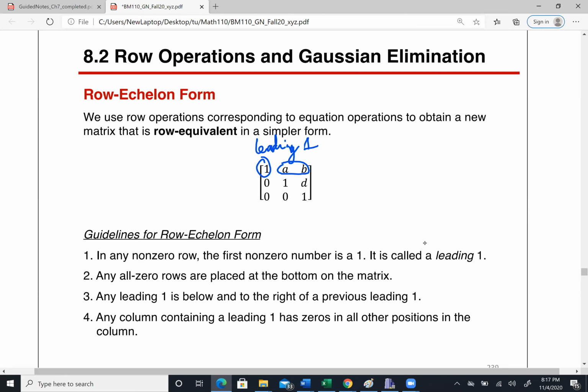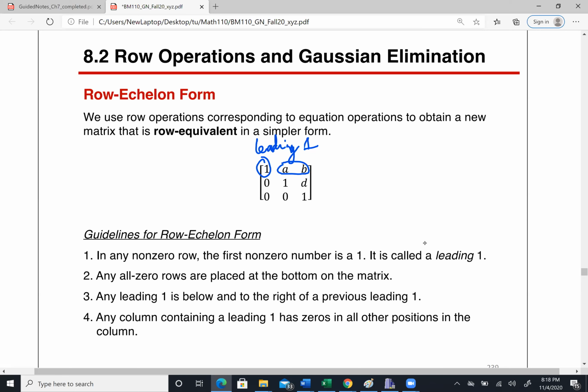So you can see like any all zero rows are placed at the bottom on the matrix. So if we have an all zero row, it has to be at the bottom. But in this case, we don't have that.